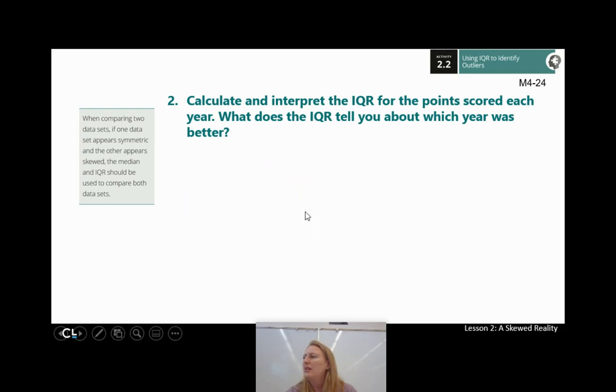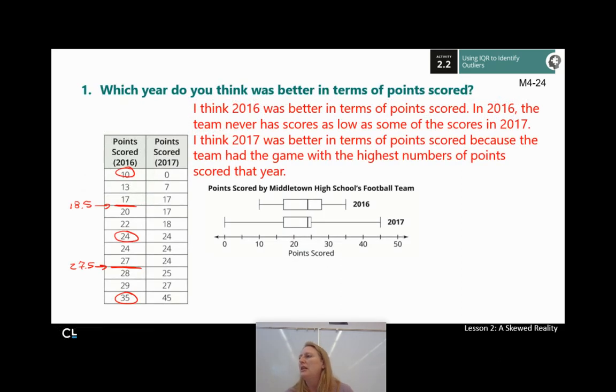Let's go take a look at 2017. For 2017, again, this is our minimum, this is our maximum, so this must be our median. Hey, it's the same as 2016. Look at that, 24 points. We've got to find those quartiles though. So if we're talking quartile 17 to 17, our first quartile is 17, that made things easy. Our third quartile is between 24 and 25, so that'd be like 24 and a half, right?